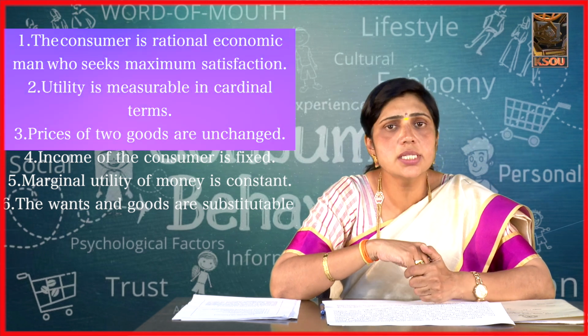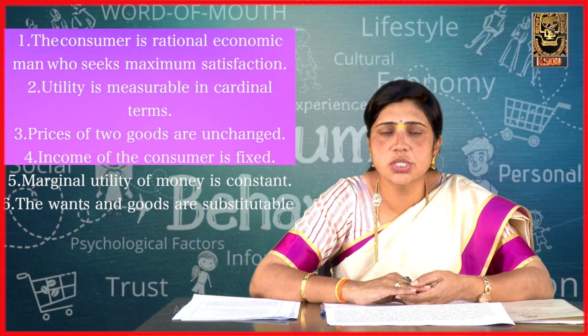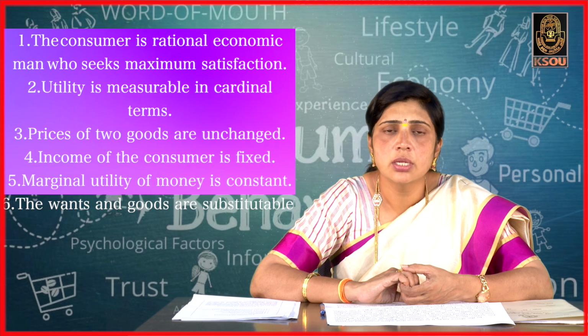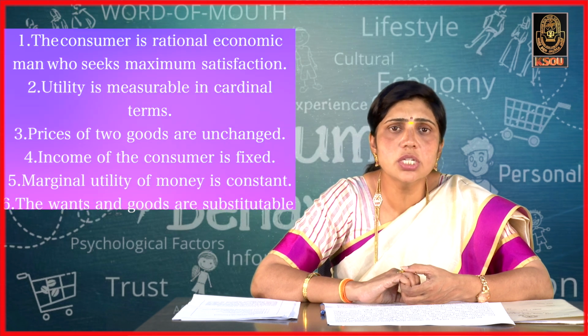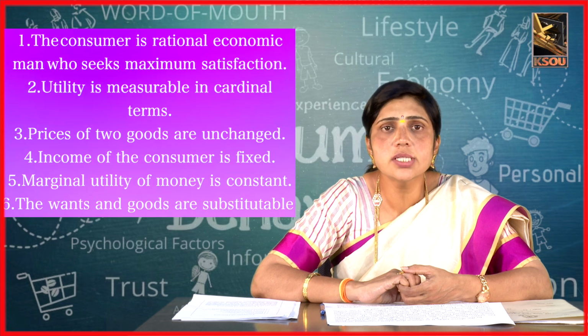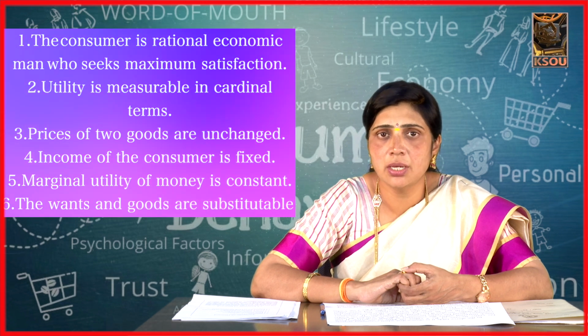Third one, prices of two goods are unchanged. Fourth one, income of the consumer is fixed. Fifth one, marginal utility of money is constant. Sixth one, the wants and goods are substitutable.